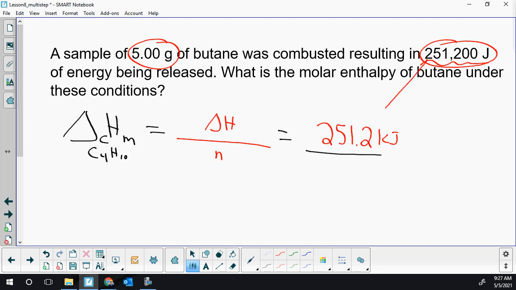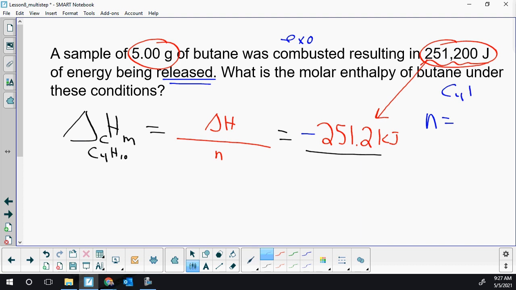Okay, but there's our energy release there. That's what we need to get to build delta H. I just have to add in the right sign. Okay. Now this is a combustion reaction, so that would tell me for sure this is going to be exothermic, that energy is going to be released. And right in the question, it's telling you again, reinforcing that energy is released. So this is a minus. That's a minus 251.2 kilojoules as a delta H. Okay. Now I just need the moles.